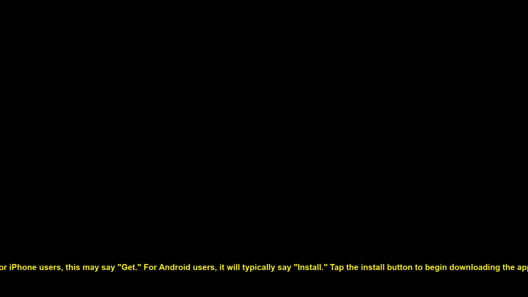Next, look for the Install button. For iPhone users, this may say Get. For Android users, it will typically say Install. Tap the Install button. The app will automatically download and install on your device.